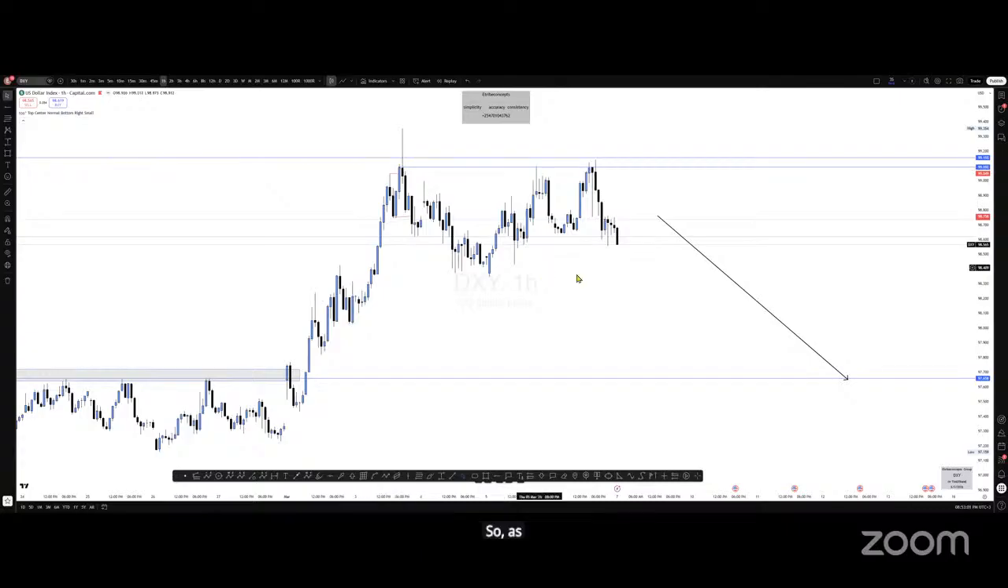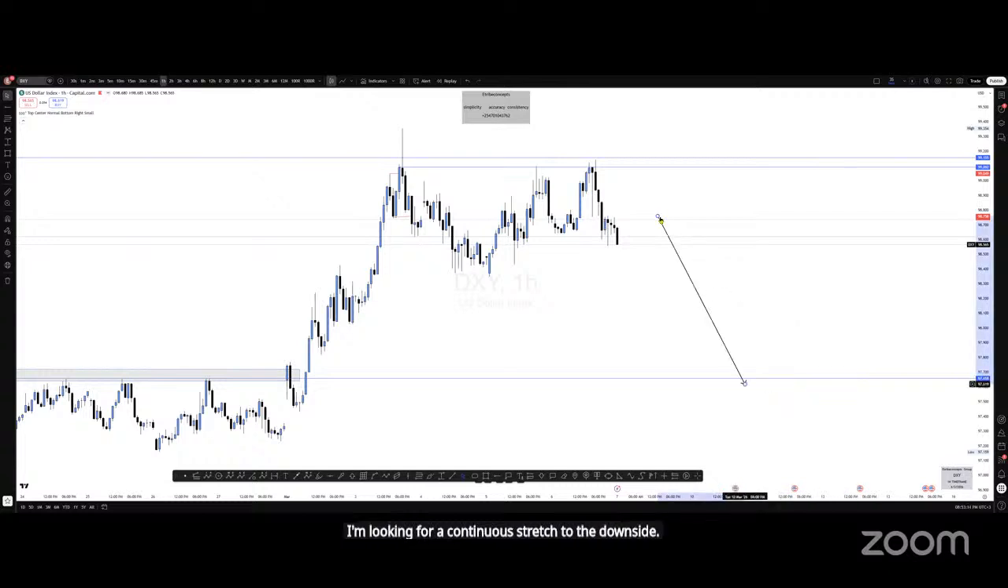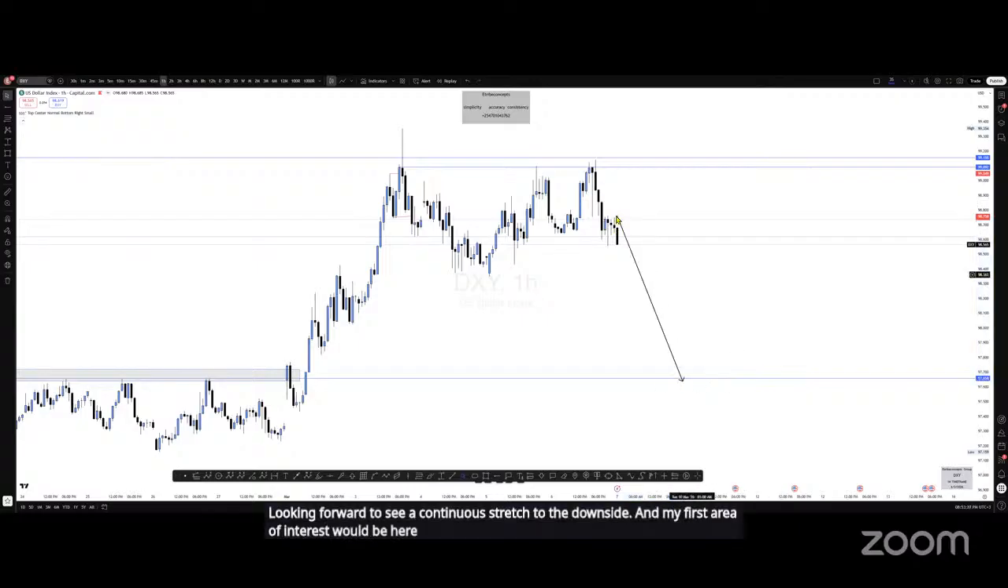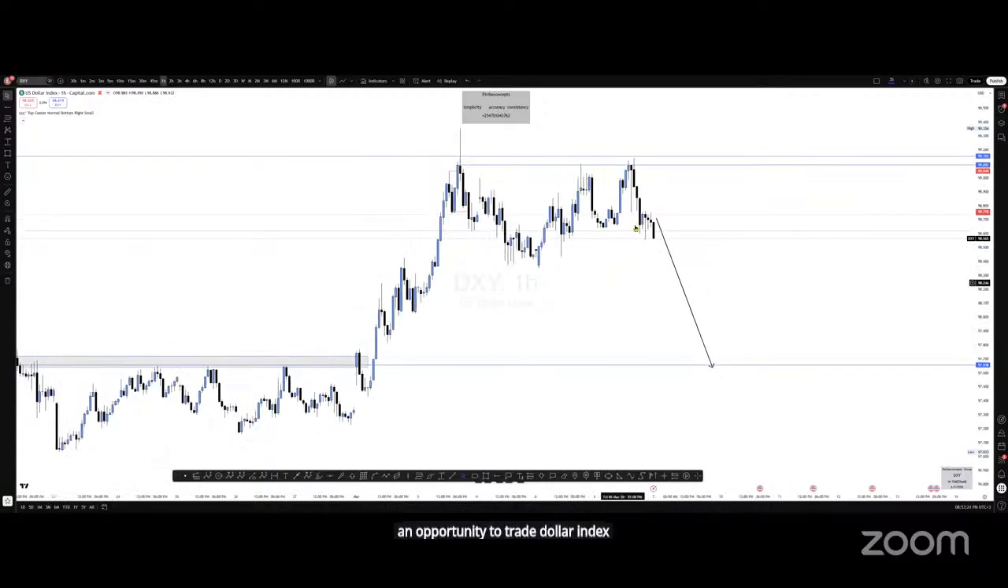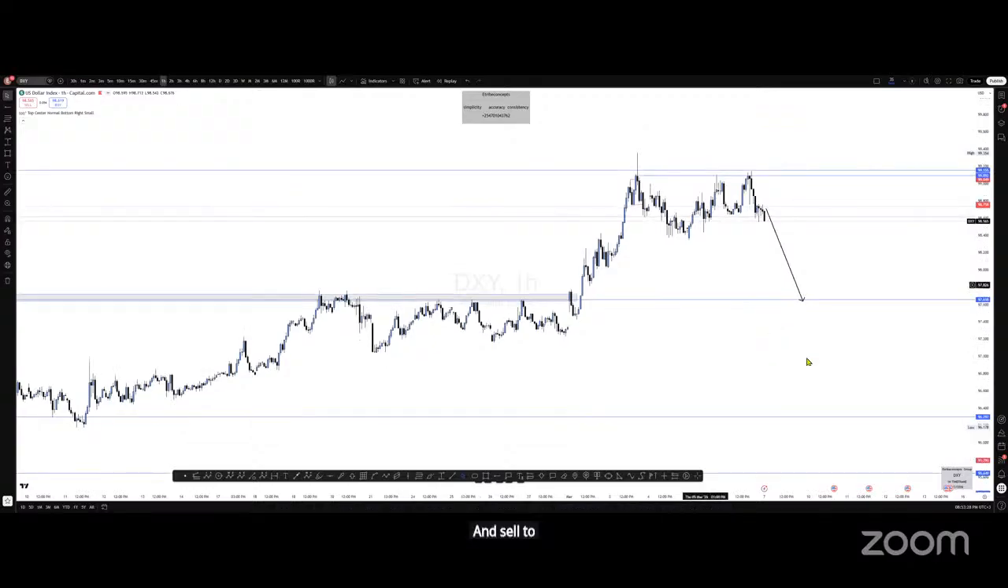So as far as Baswiti is concerned, I'm looking for a continuous stretch to the downside. I'm looking forward to seeing a continuous stretch to the downside, and my first area of interest will be here. Since HFM offers an opportunity to trade the dollar index, we'll find our way on how we'll ride on this and sell to that level.